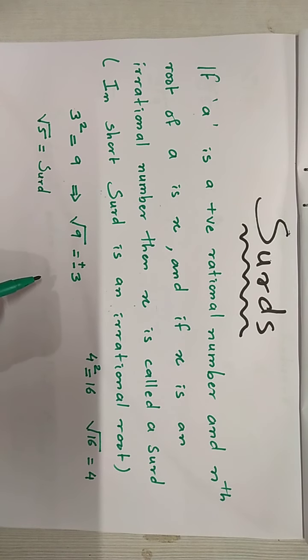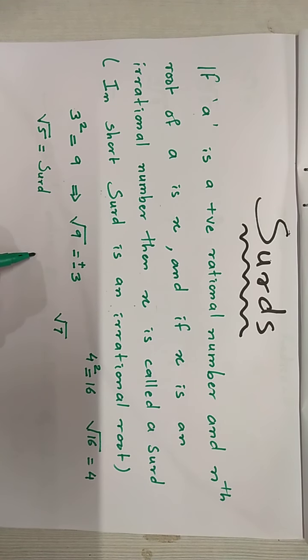Remember children, roots which you are not able to find using the normal method, for which you have to go for the division method, and where the decimal number turns out to be non-terminating, non-recurring, such roots are called surds. For example, the square root of 7. When you do it by the division method, you will get a non-recurring, non-terminating number.